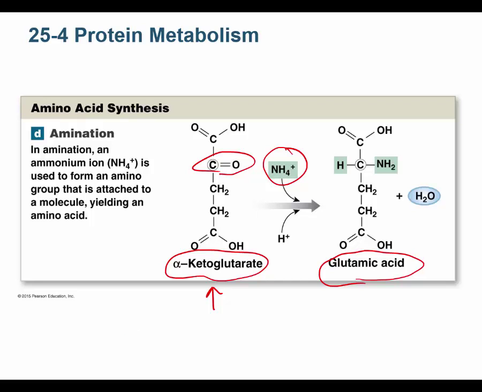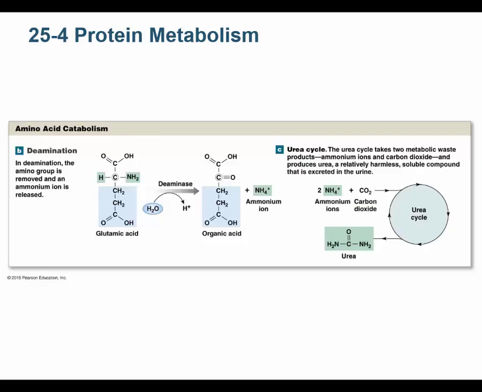So we have deamination reactions, we have aminotransferase reactions, and we have amination reactions. With the deamination reactions, we run that ammonia through the urea cycle in the liver to make urea. So this is extremely important. Running excess ammonia through the urea cycle is extremely important because ammonia will hurt your brain.